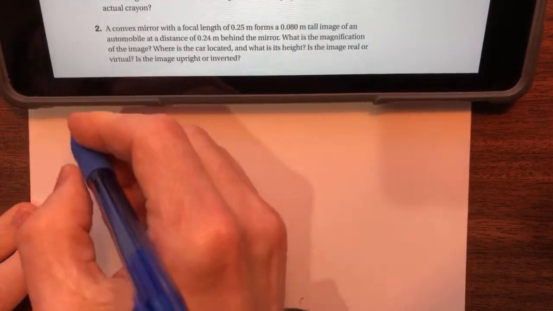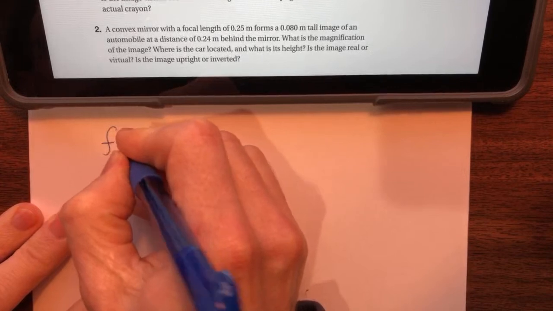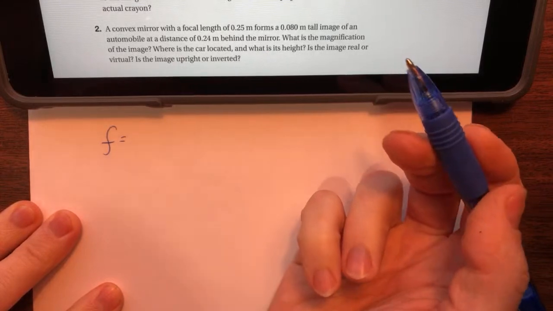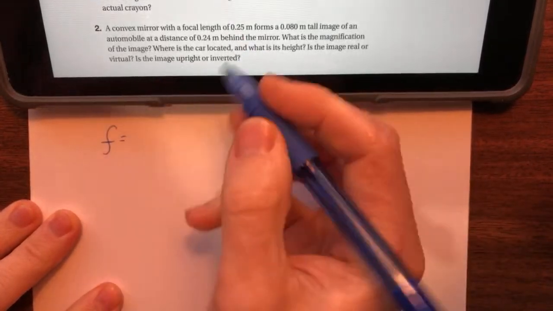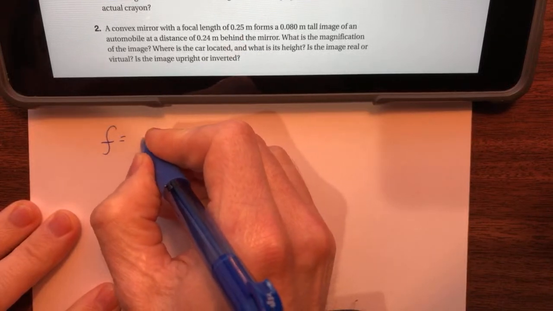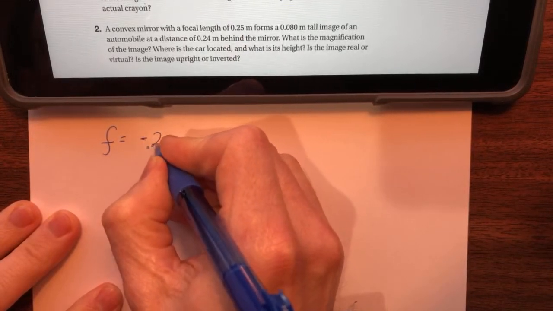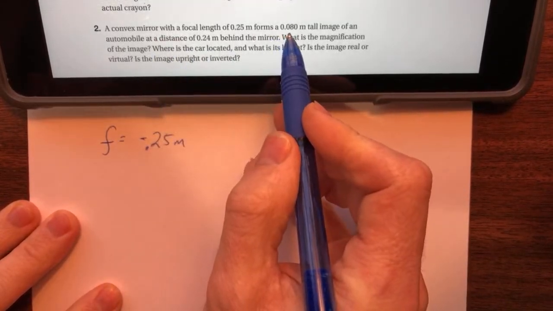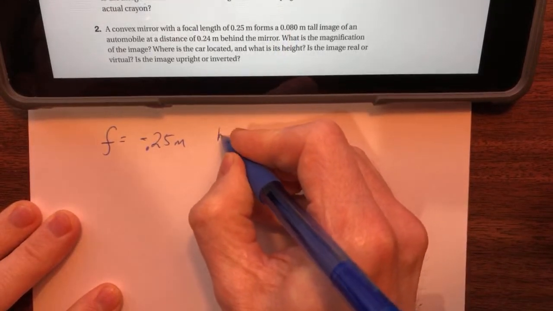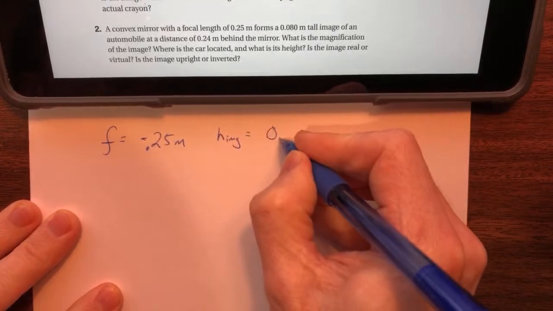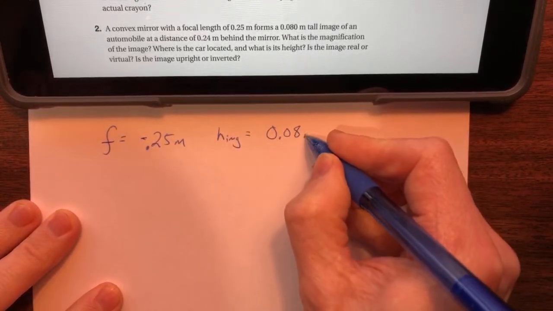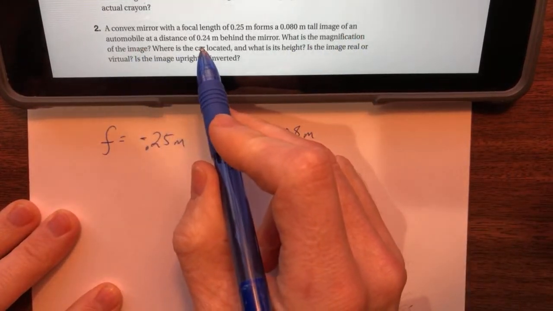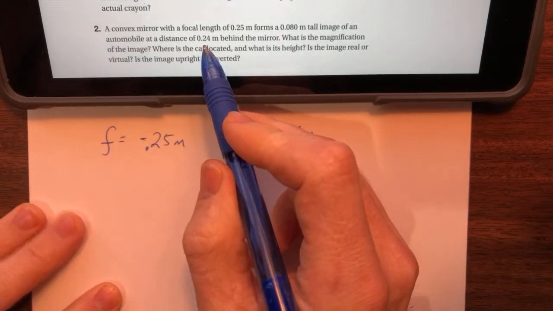All right, we have a convex mirror, and the focal length is negative 0.25 meters. We can leave everything in meters, or convert to centimeters, whatever. I'll just leave it as meters because you guys probably did. It forms a 0.08 meter tall image, so the height of the image is 0.08 meters, or 8 centimeters, of an automobile at a distance of 0.24 meters behind the mirror.